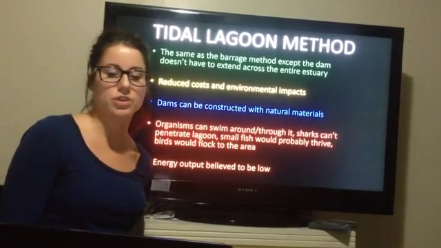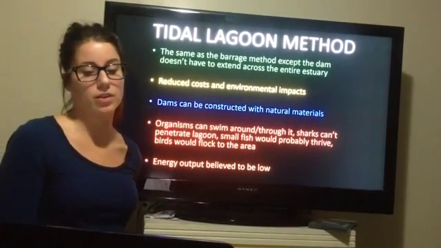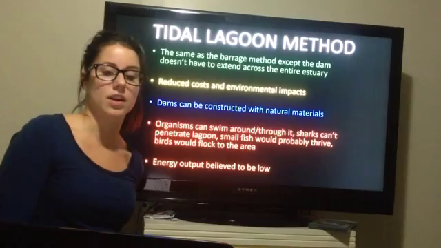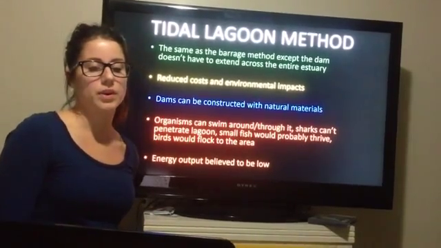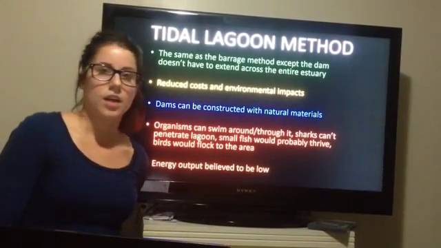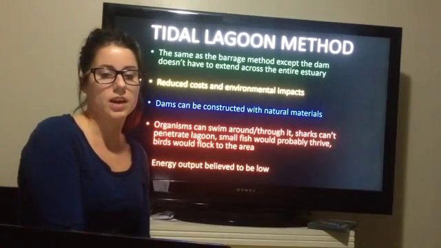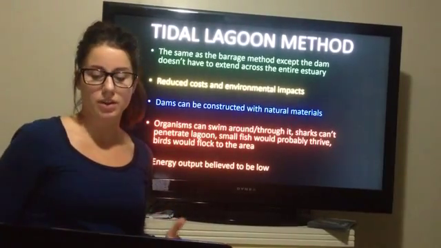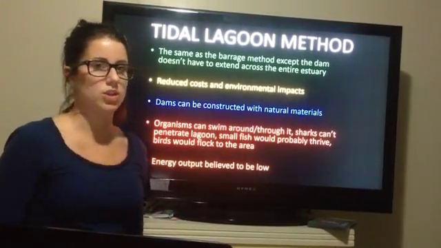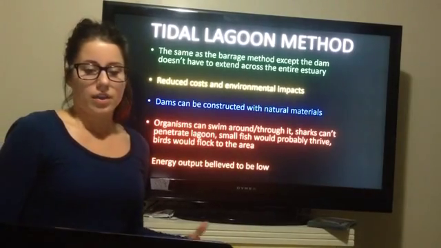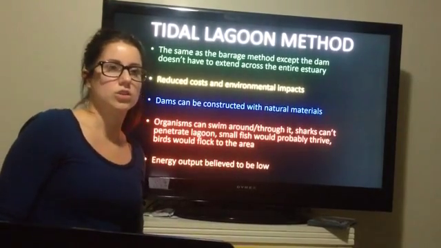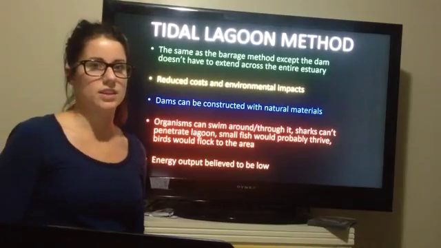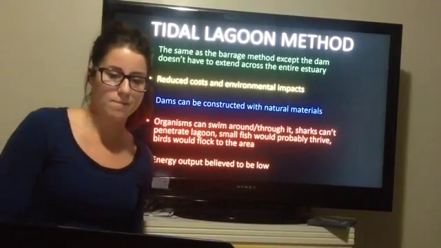Since sharks can't penetrate the lagoon, smaller fish would probably thrive and birds would flock to the area. However, energy output is believed to be low. This type of method hasn't really been used that much yet, so there wasn't much information on it. So the characteristics that I've listed are just what scientists believe will happen.